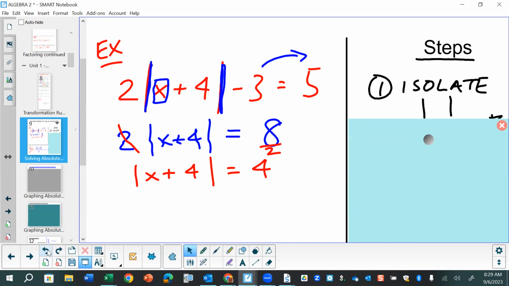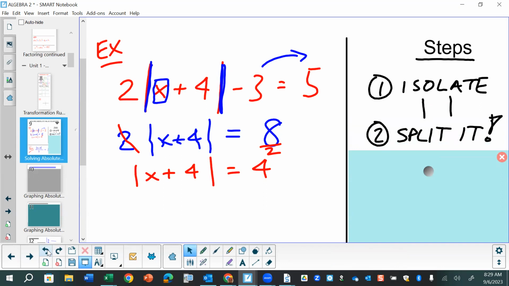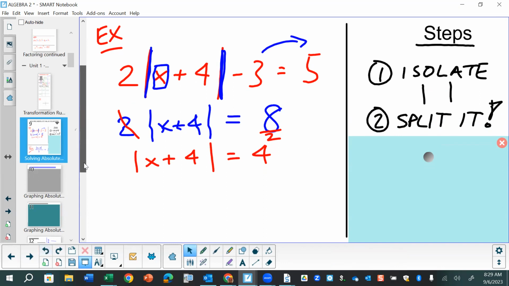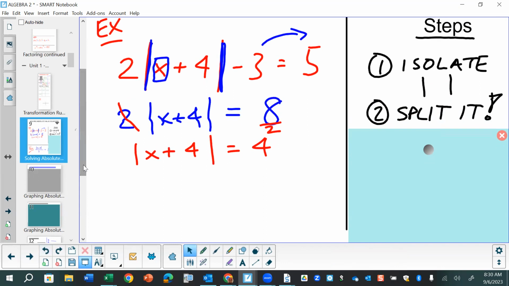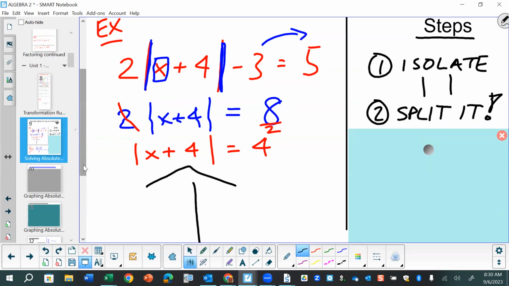Okay. Once the bars are isolated, split it. You're going to get two answers for every absolute value problem. Special cases notwithstanding. Here's how I do. I write X plus 4, X plus 4, equal. And what do I do with this guy right here? Keep it, change it.